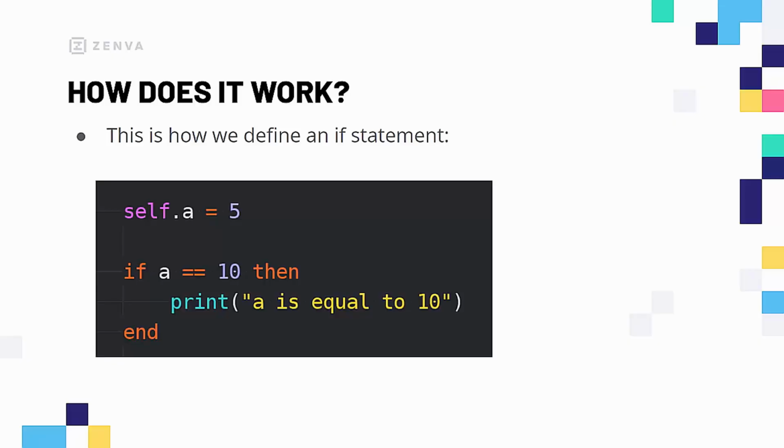Then we have the then keyword, a new line, which is where we enter in the body of our if statement. So if that condition is true, then whatever code is between that and the end keyword at the bottom will be run, very similar to how a function is defined.